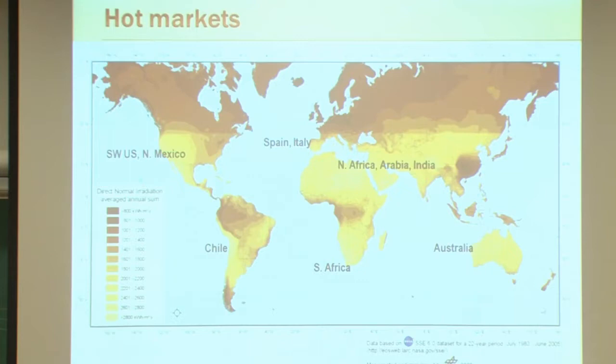And as I said, it's direct normal incidence that we're really looking for here. And there's some areas of the world which are extremely high for direct normal incidence. Southwest US, northern Mexico, Chile, down other parts of South America, South Africa, North Africa, Arabia, Saudi Arabia, and India, and Australia. Australia's got quite a strong CPV industry, for example. And the other, you know, parts of Spain and Italy as well.